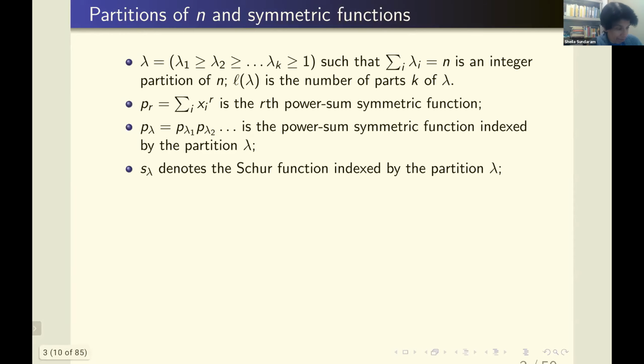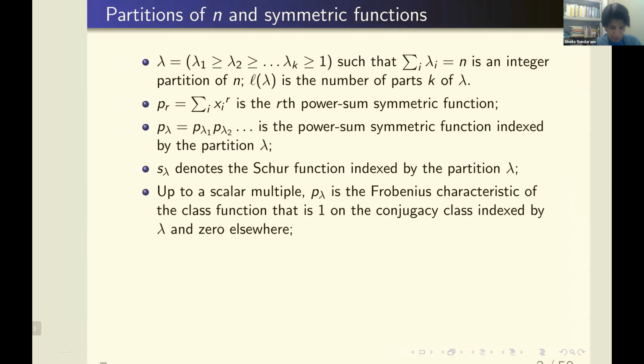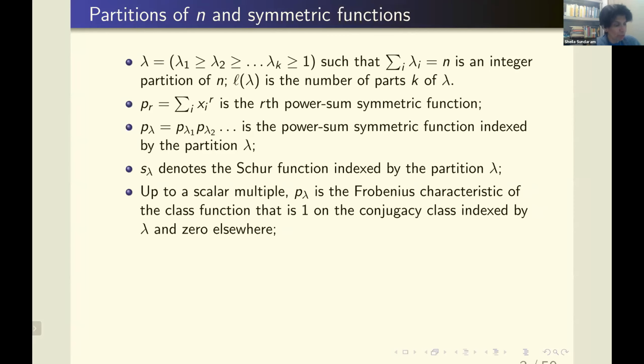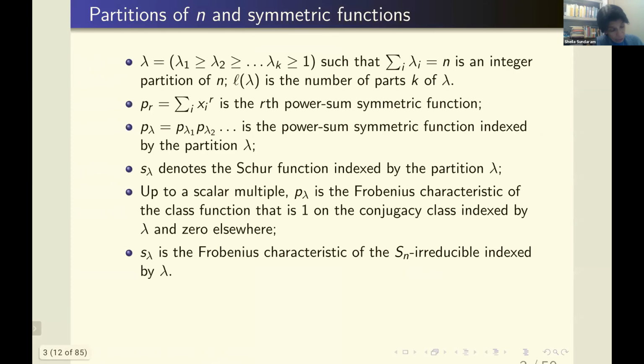s lambda is the famous Schur function indexed by the partition lambda. So what is p lambda? Again, I like to think about these things in terms of the actual representation. Up to a scalar multiple, p lambda is the Frobenius characteristic, which I haven't defined, but you should think of it as the class function that's 1 on the conjugacy class indexed by lambda and 0 everywhere else. The scalar multiple is the order of the centralizer. s lambda corresponds to the irreducible for the symmetric group indexed by lambda.